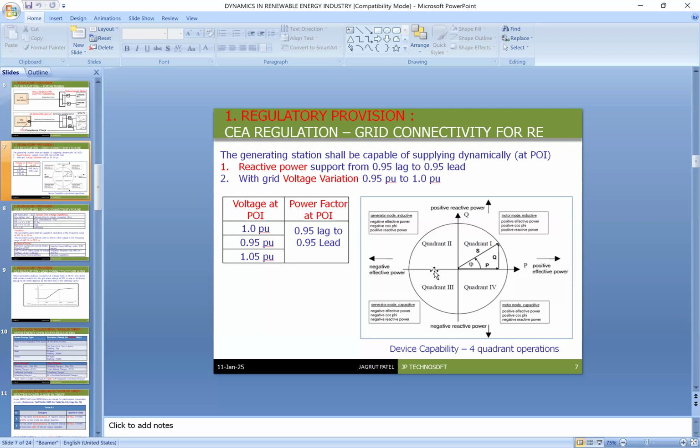Yes, four quadrant operation, in which during day hours, because we have available solar, active energy will be pushed to the grid. Reactive energy management will be there. So in case reactive energy is required by the grid, the inverter has to deliver reactive energy as well as active energy. If reactive energy is surplus at the grid end, then it has to consume reactive energy. At the same time, it has to deliver active energy.